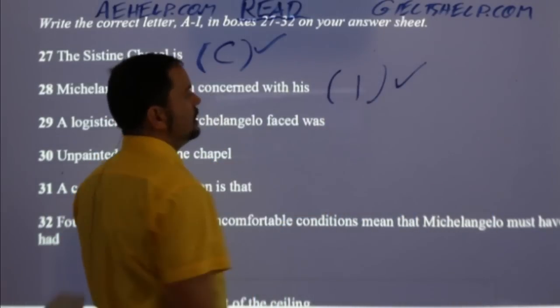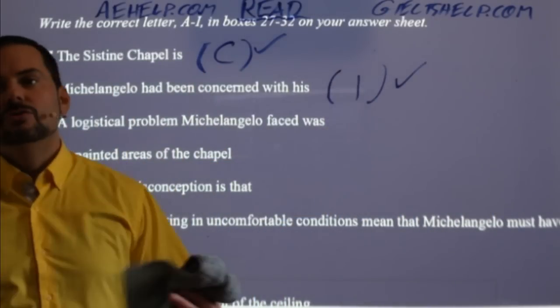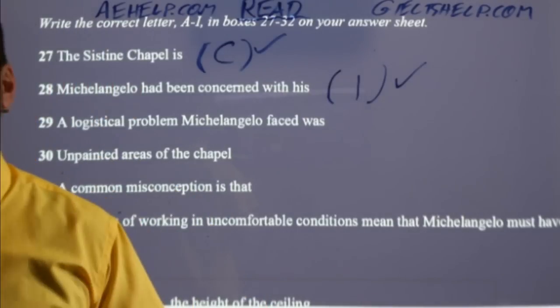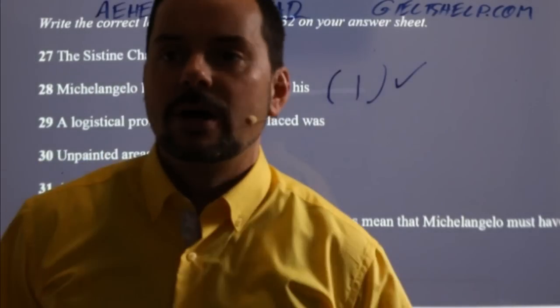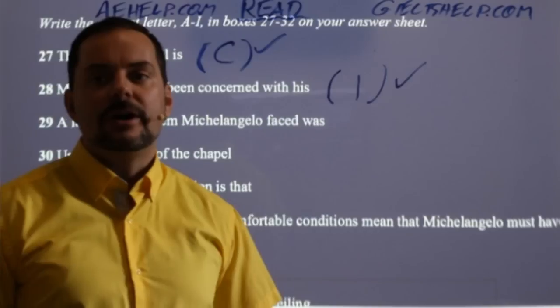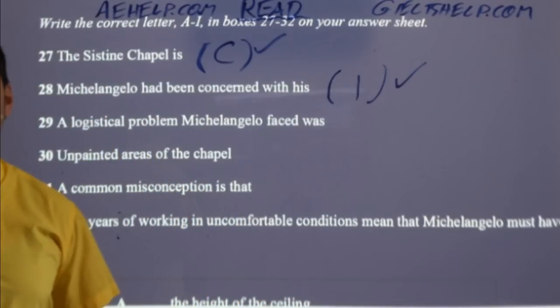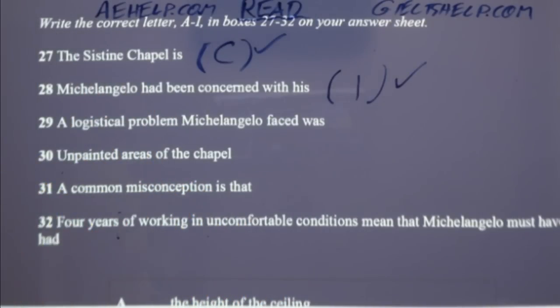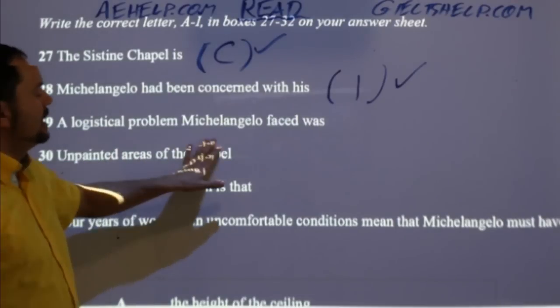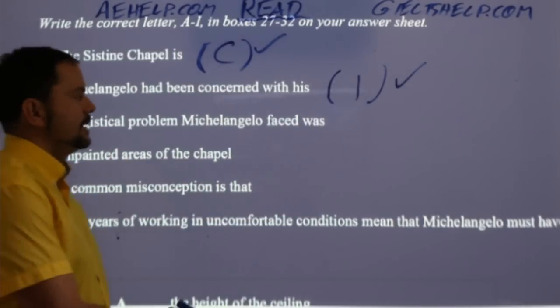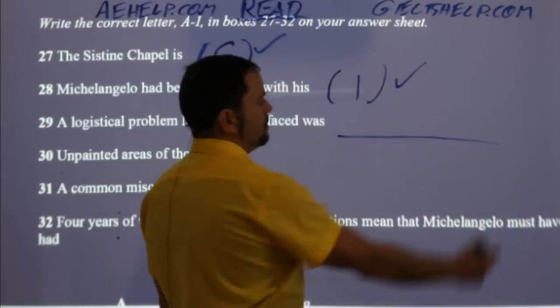Again, visualize, students. So visualize, use your logic. I can see that many of you, Jasur, Mohammed, Wahab, Zaid, Nawafa, you're all in agreement. Zaid, Nawafa says, it's I, just put I. All right. A logical problem Michelangelo faced was, what was it? So what was the problem that he faced?